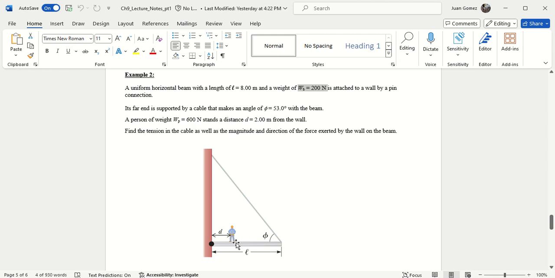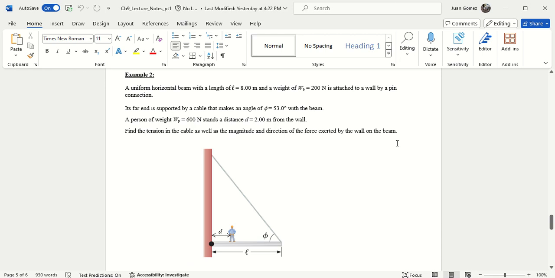Now there's a person who walks out on this beam, and his weight, WP, weight of the person, nothing complicated, his weight is 600 newtons, and he's at a distance D from the wall. The right end of the beam is attached to the building by this cable. The cable makes an angle of phi with the beam. That angle is given as 53 degrees. And the beam is connected to the building on the left side by this pin connection, indicated by this black dot. When we consider the sum of the torques, that is going to be our pivot.